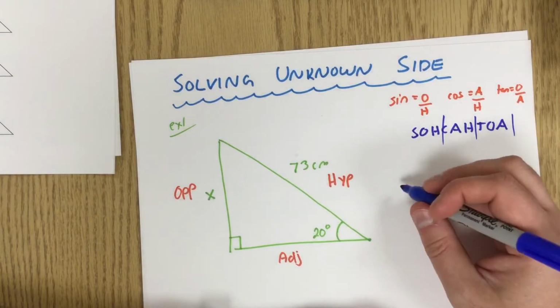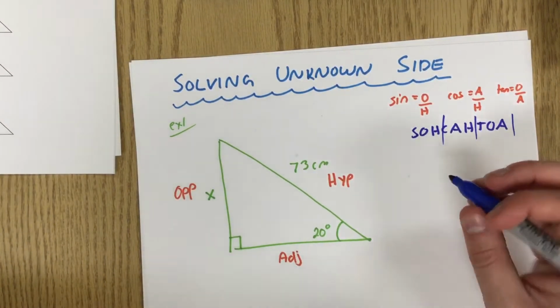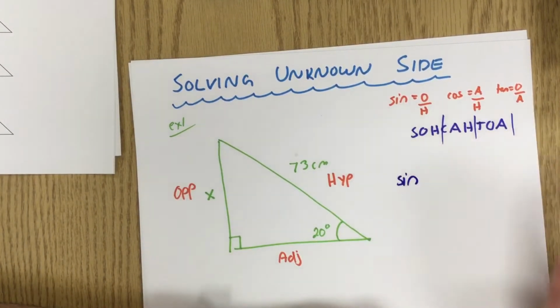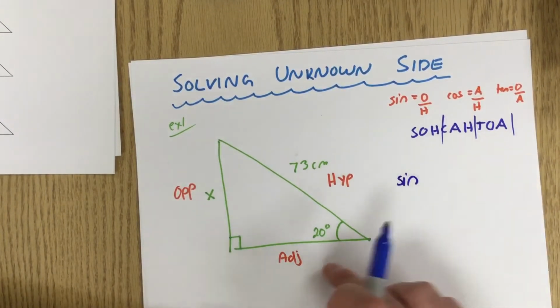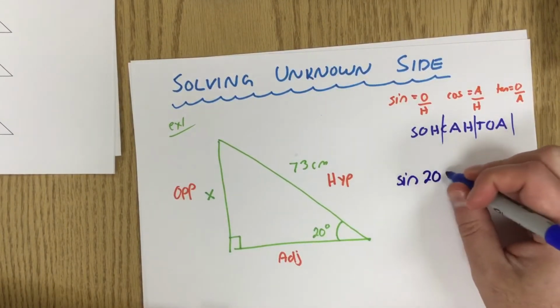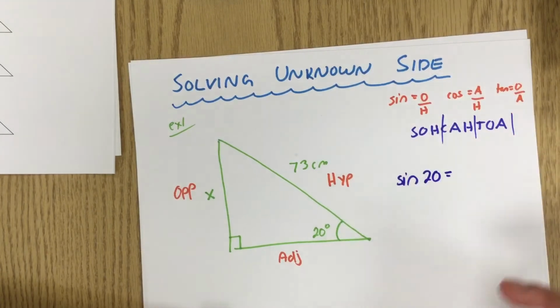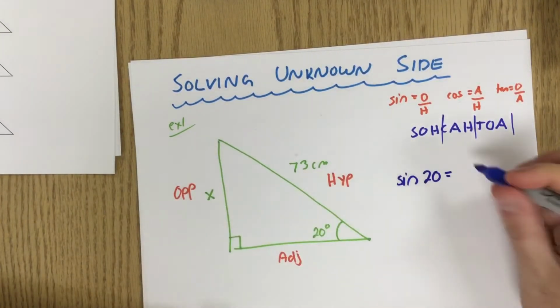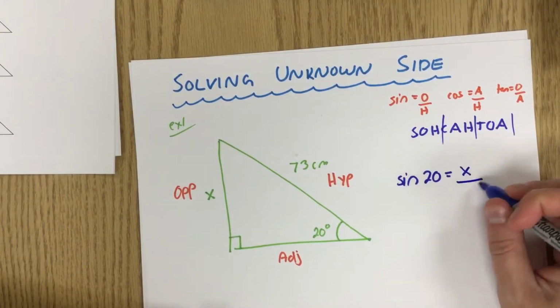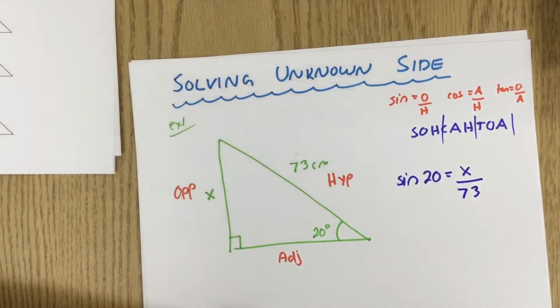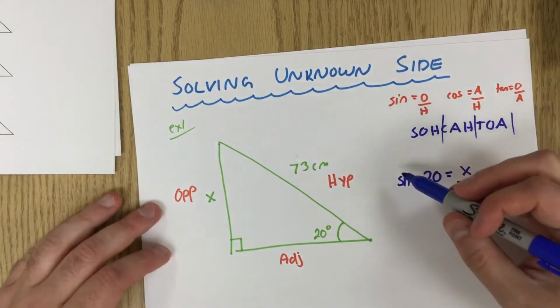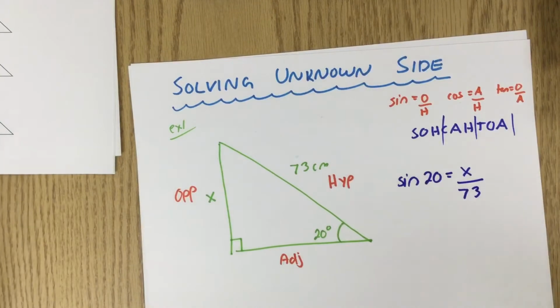So for example here, let's say we do sine. And remember, we can't write sine alone. Sine needs to be sine of something. So we're going to write sine of 20. Sine of 20 is the opposite over the adjacent. The opposite is x. The adjacent is 73. So sine of 20 equals x over 73. And that's a good start. Now we just have to solve this.